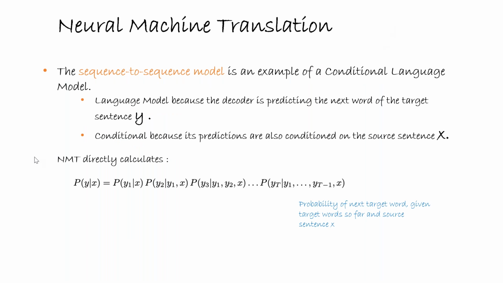So in neural machine translation, the seq to seq model is an example of a conditional language model, right? As I was saying about the conditional probability. It is a language model because the decoder is predicting the next word of the target sentence Y, and conditional because its predictions are also conditioned on the source sentence X, right? So NMT directly calculates P of Y given X.